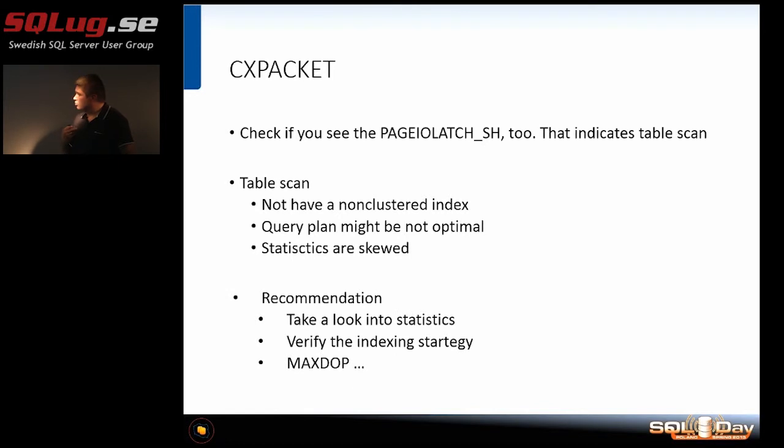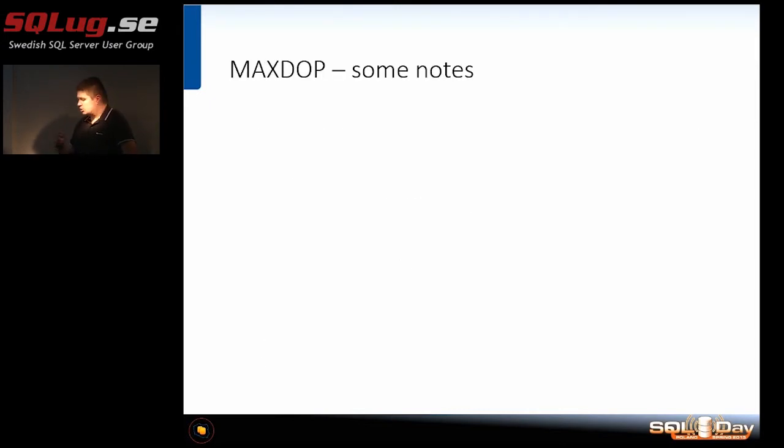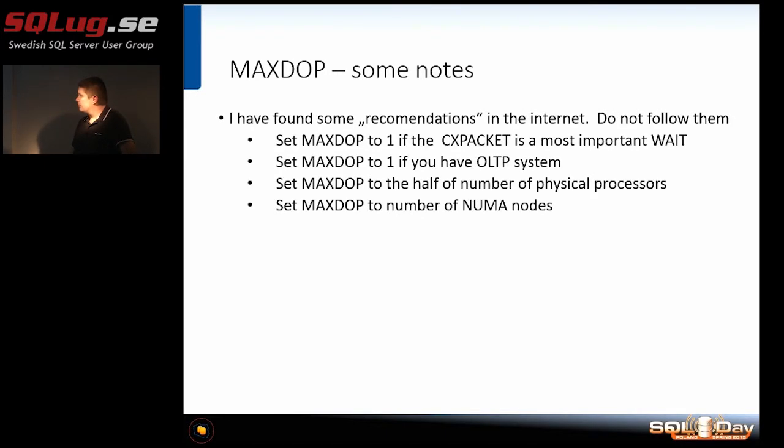So what I would do is take a look at the statistics first. I would try to update them, examine them with DBCC SHOW_STATISTICS, and try to find the solution. Maybe I can find a better indexing strategy. Maybe the indexes that were created some time ago are no longer valid, and we should create another one. And the max DOP. Max DOP is always a solution, as I showed you, because you can set it to 1 and turn off the parallelism.